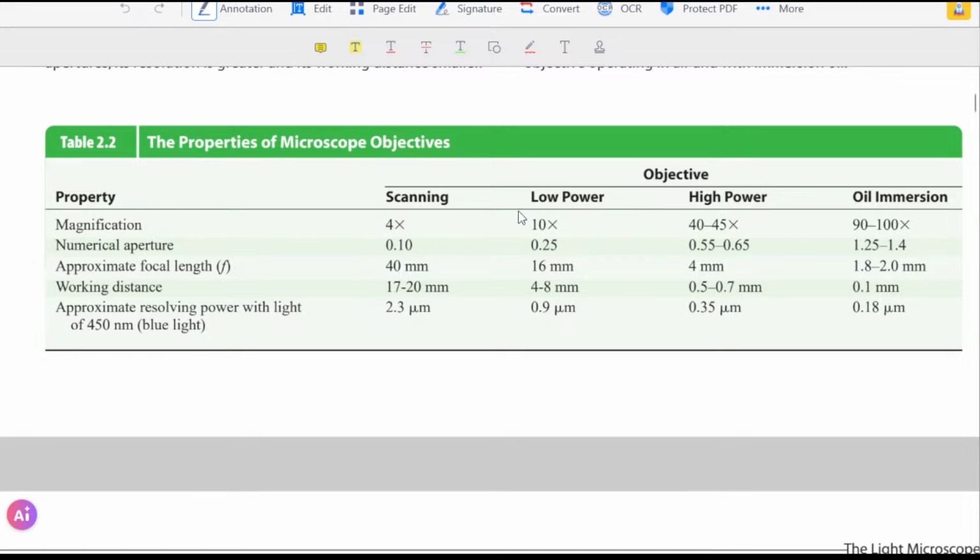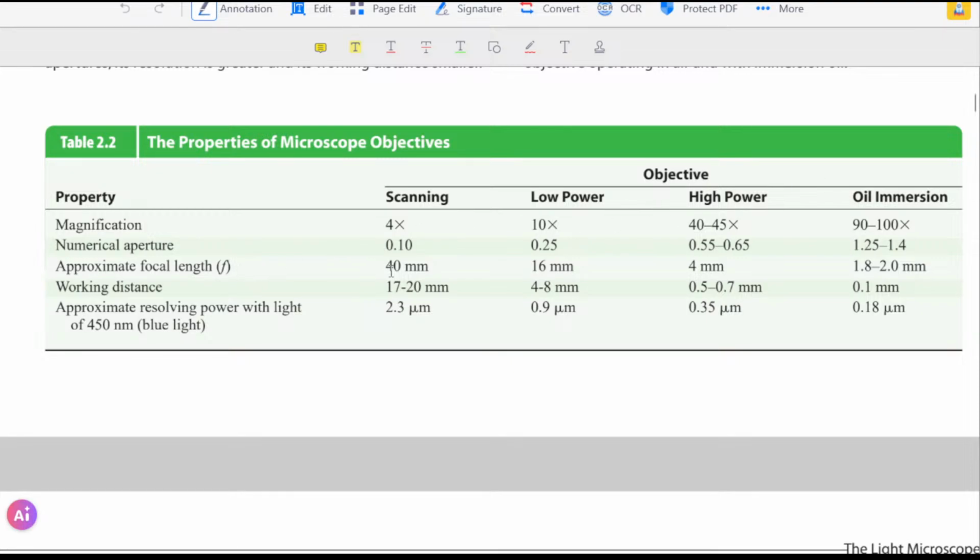I see it doubles. Then the numerical aperture: 0.10, 0.25, 0.55. Okay. So if the numerical aperture is 0.25, that means it's not going to work at its best. The higher the numerical aperture, the better it works. And the best is 1.25 to 1.4, and that happens with oil immersion.